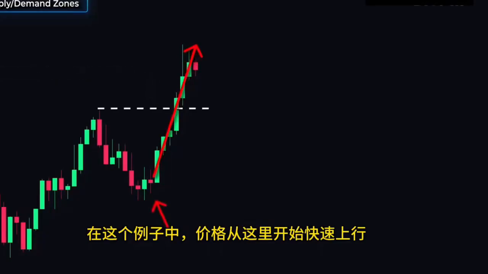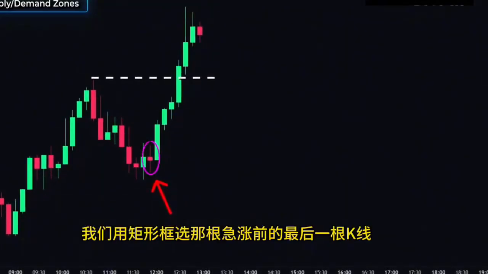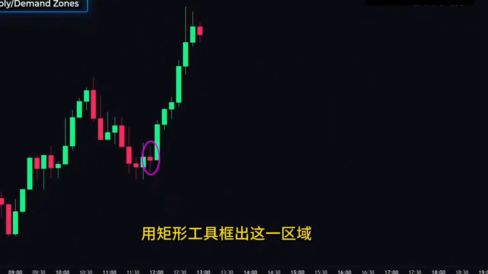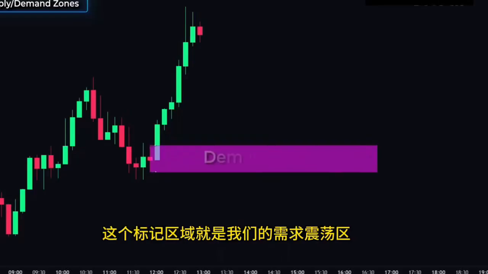We look at the area right before the sharp move that led to that break of structure. In this case, price began its sharp move upwards at this point. To mark the demand zone, highlight the last candle right before that sharp move. Use the rectangle tool to draw a zone from the candle's low to its high. This marked area becomes our demand zone.